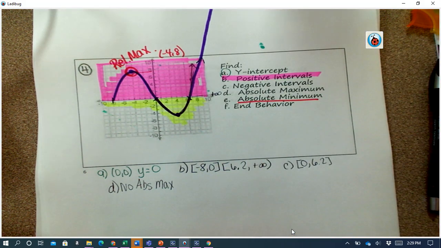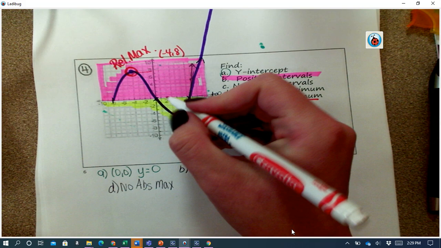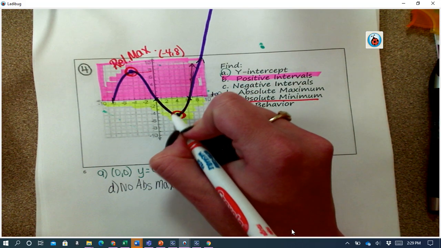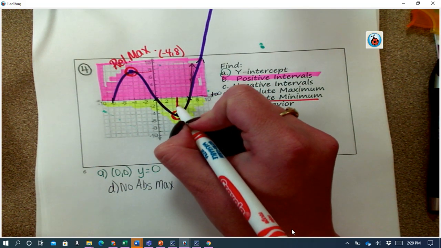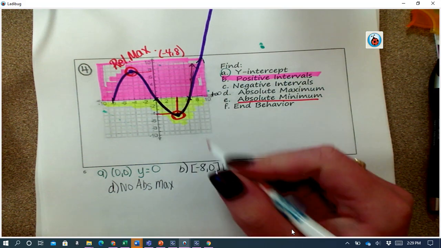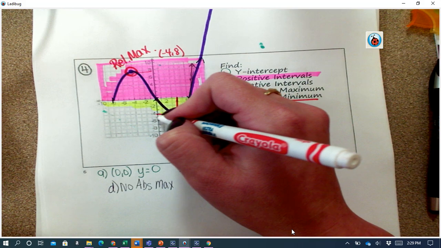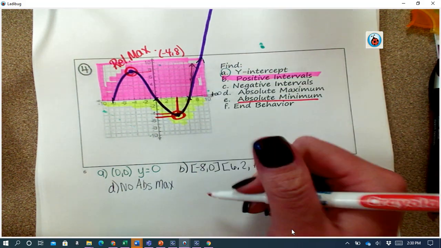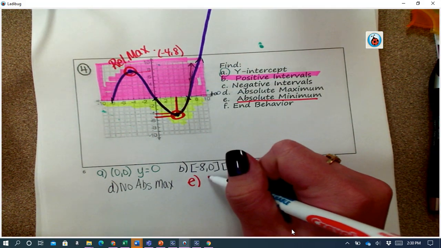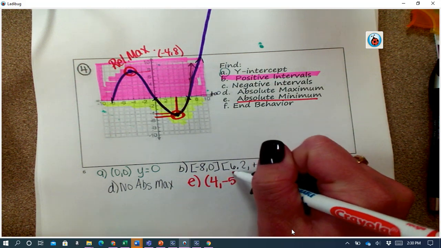Absolute minimum is the lowest point possible on the curve. That would be right here at the point (4, -4). I'm sorry, (4, -5). It's hard to read with all of my scribbling. That's the point (4, -5).